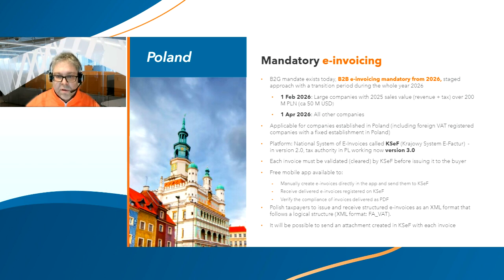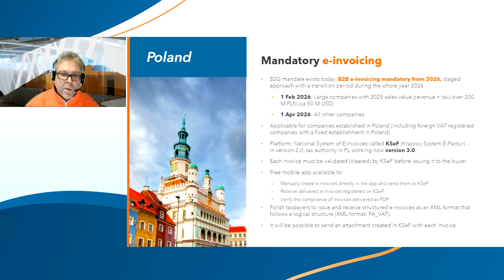Large companies with sales revenue from the year before, 2025, exceeding 200 million Polish zloty, which is approximately 50 million US dollars, must comply first. And then on the 1st of April, all companies become subject to the mandate. This applies to companies established in Poland, including foreign VAT-registered entities with a fixed establishment in Poland.